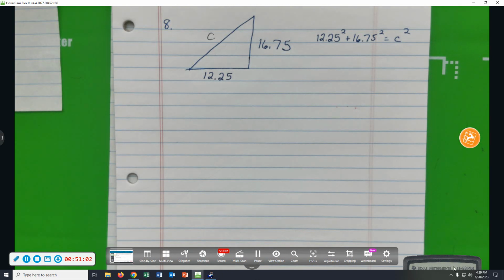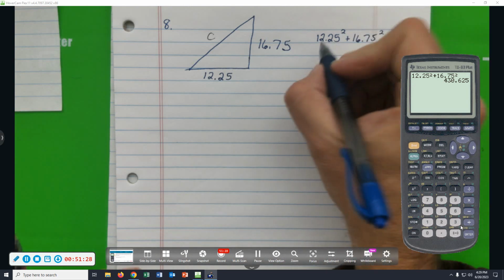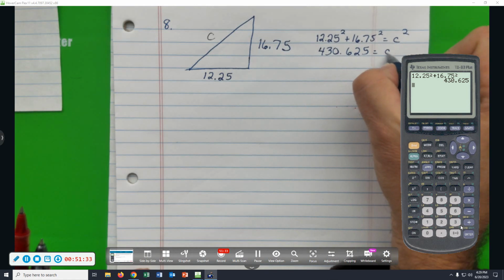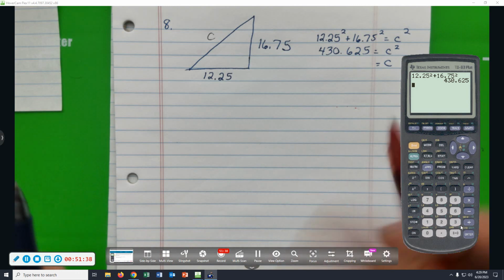Let's get our calculator out for that. 12.25, squared. This is how you enter an exponent other than square, but if you're just entering a square, this little button right here does it fastest. Plus 16.75 squared, 430.625. That's c squared. So to get c, we take the square root of that.